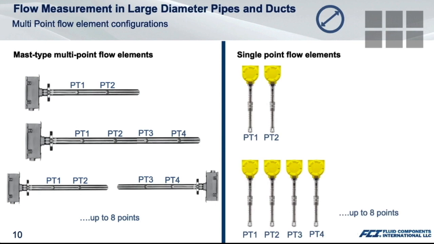There's also the single point flow elements, whereby you've got a single point on a flow element and you can have multiple flow elements that go back to a transmitter and provide an average. And again, this can be up to 8 different sensing points on the inside of there.